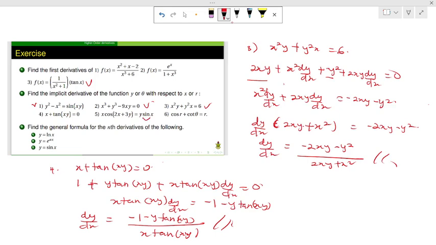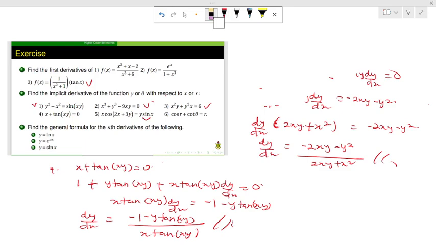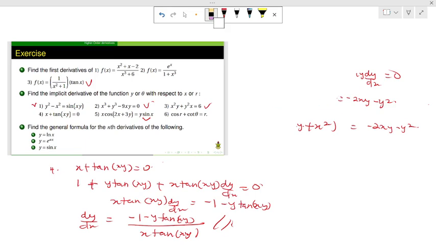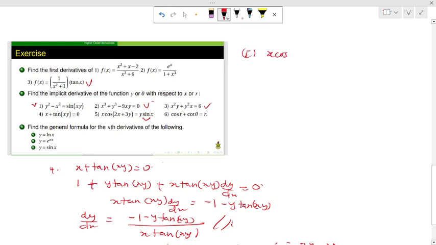Finally, I'm here. So let's see. I'm having my fifth one, which is x cos of 2x plus 3y equal to y sine x.